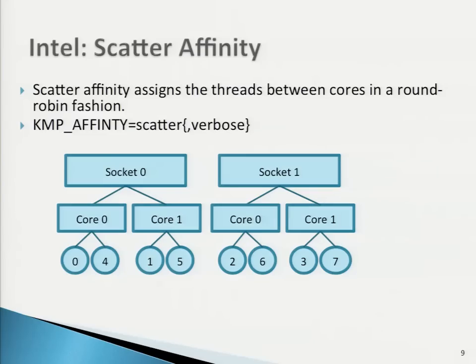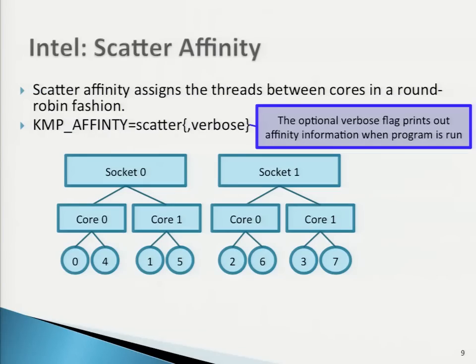Now what happens if we set KMP affinity and we ask for scatter, and we ask for 4 threads? Oh, I should also mention there's an optional argument you can pass in here. You don't have to pass in verbose.